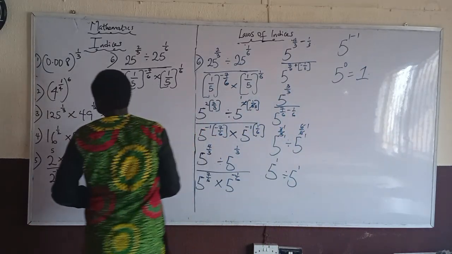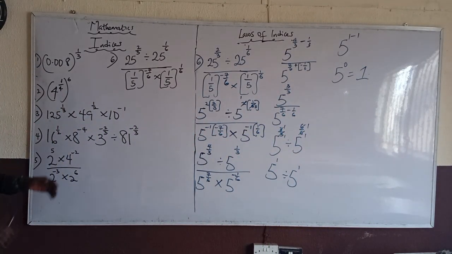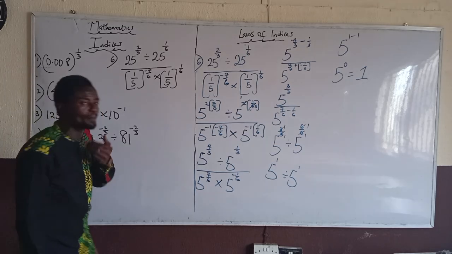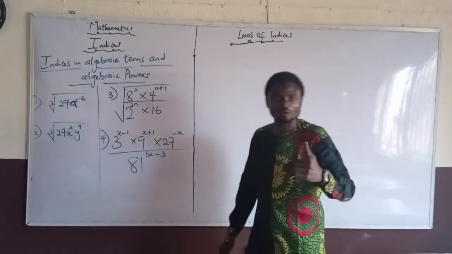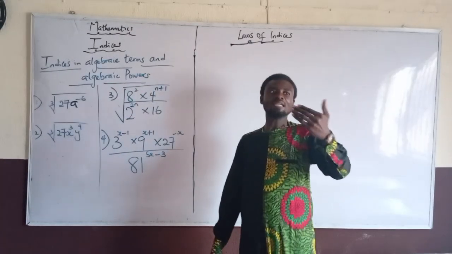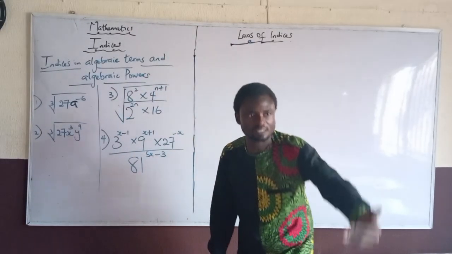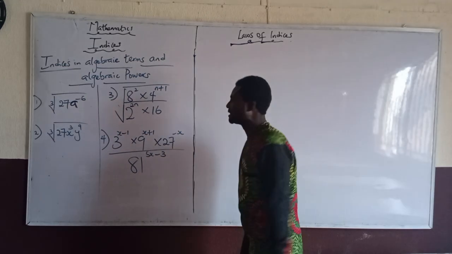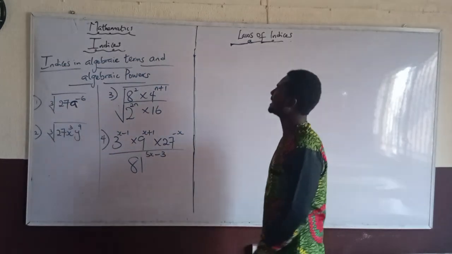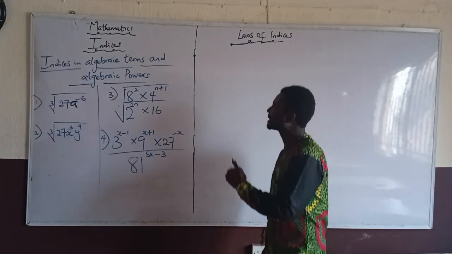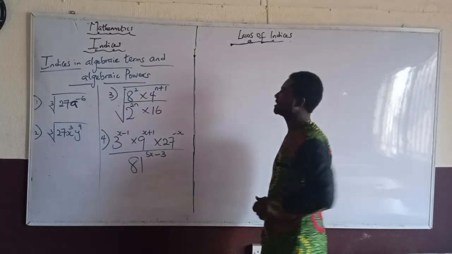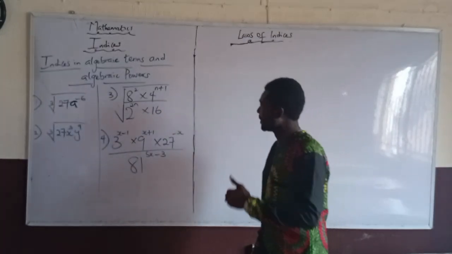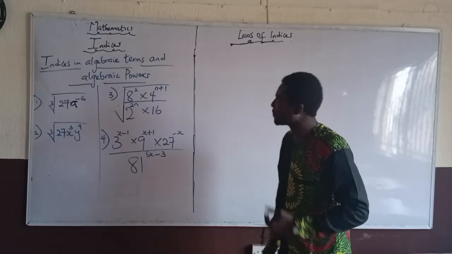So we have solved the 6 questions, 1 to 6. So very quickly we move to another part of indices. We have done the first part of indices, but like I said earlier, indices has different parts. So this is another part of indices, which says indices in algebraic terms and algebraic powers.